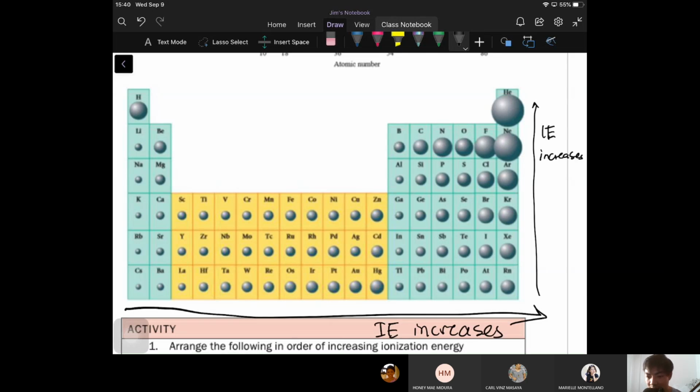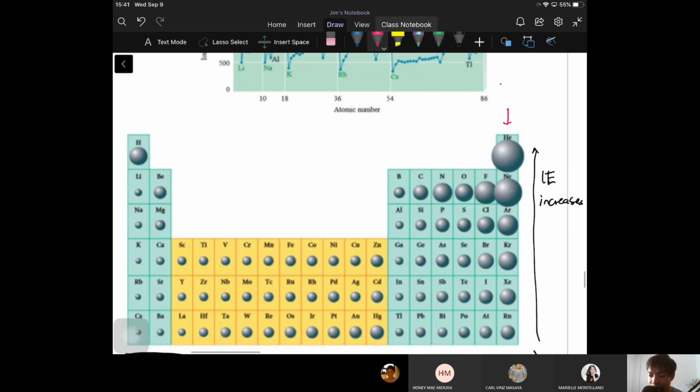Why? Okay, this is usually covered in bonding, but let's go through it. Why is that the trend? Look, these are the noble gases. What do we know about noble gases? They are stable. When we say stable, what does that mean? When we say stable, it only means that the electron configuration is fully filled. Their electron configuration is fully filled.